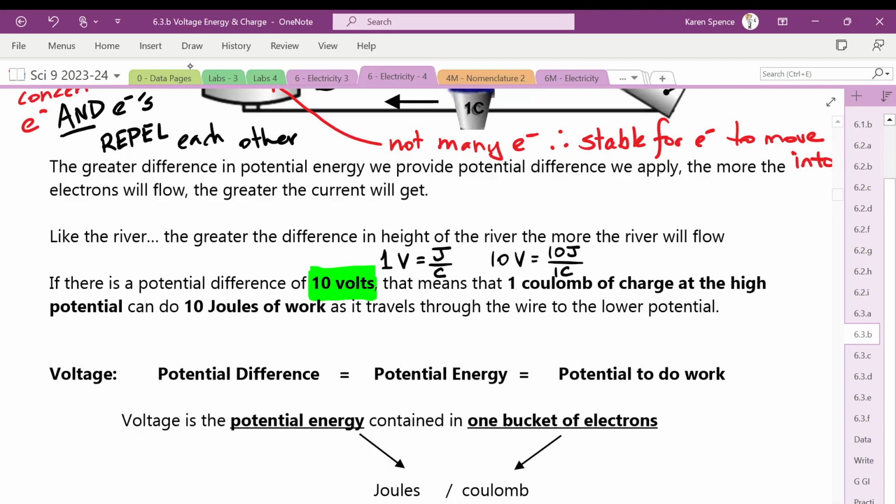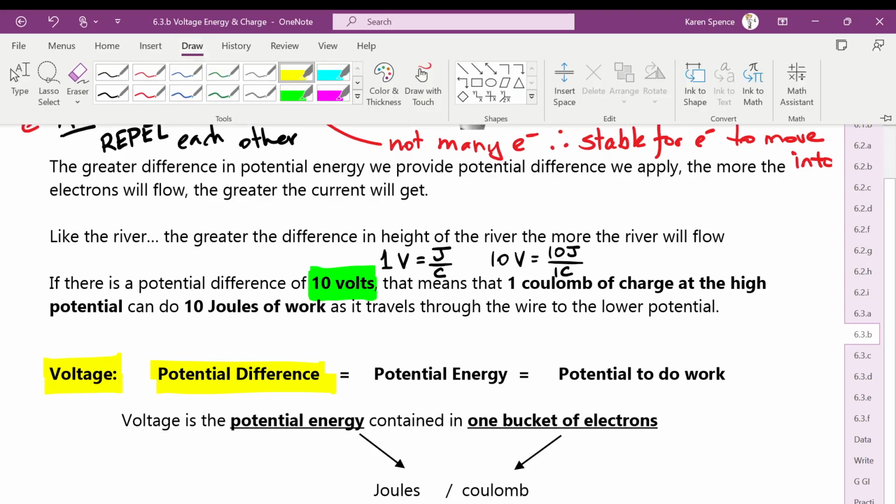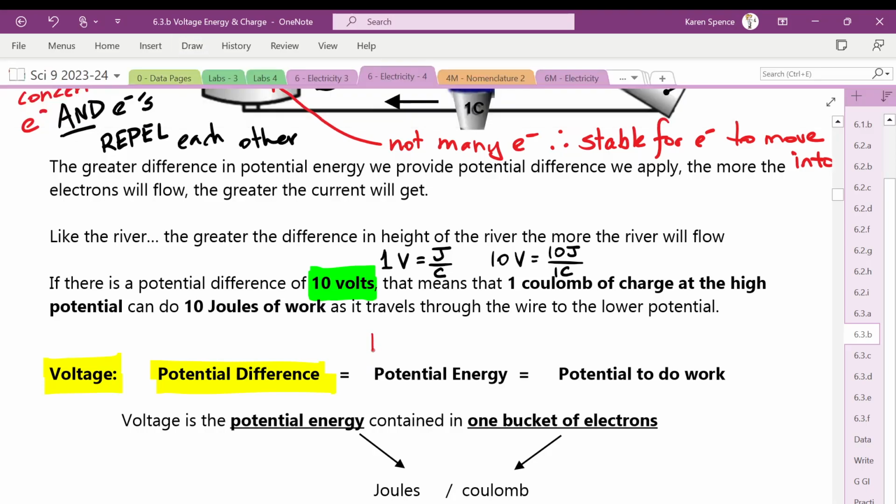So the word voltage, it just means the potential difference. I guess I should have written that it is the difference in potential energy, and it is the potential to do work. And it is the potential energy contained in 1 bucket of electrons. So the potential energy is measured in joules, and the bucket of electrons, of course, is the coulomb.